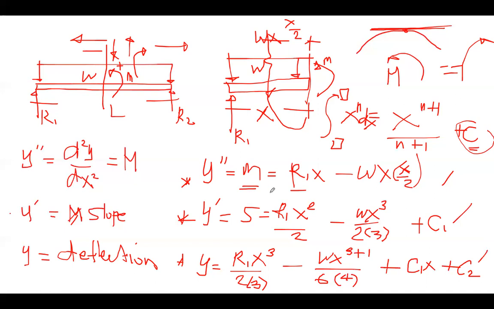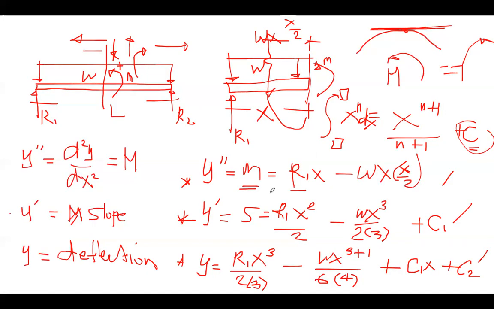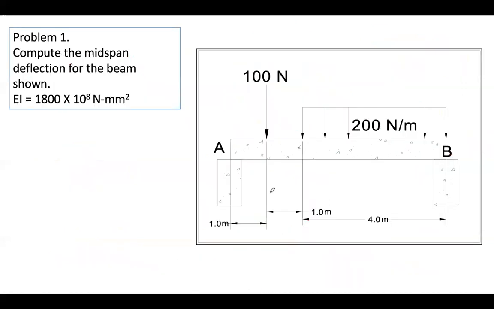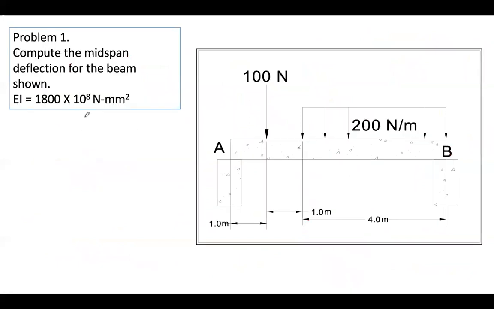So after this, you can compute now the value of the moment or the value of the deflection. Okay? So let's start this one. Let's try to calculate this problem. You have to compute the midspan deflection. So this is 4, this is 1, and 4. So the total is equivalent to 6.